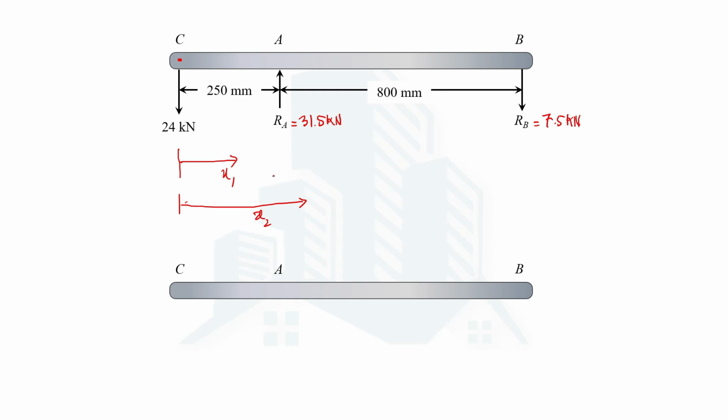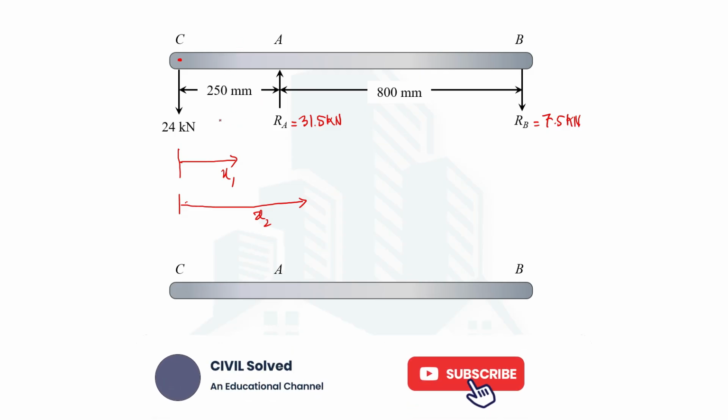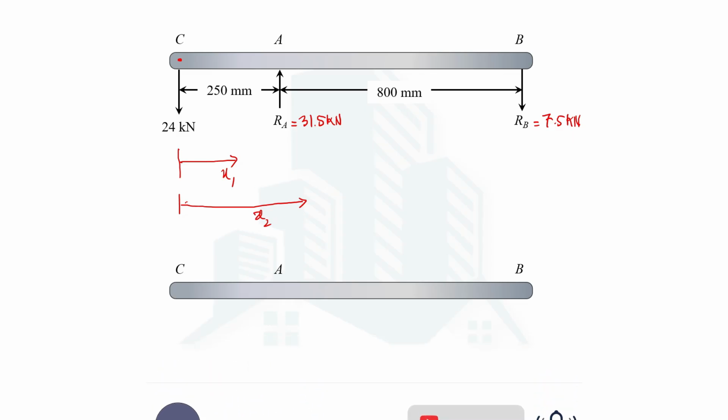This we usually do when we have a uniformly distributed load or uniformly variable load, but in this case there is no such load, so we don't need these x1 and x2 in our calculations. In this case the calculation will be quite simple.